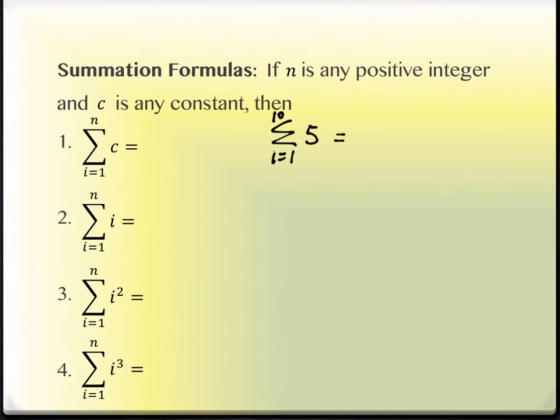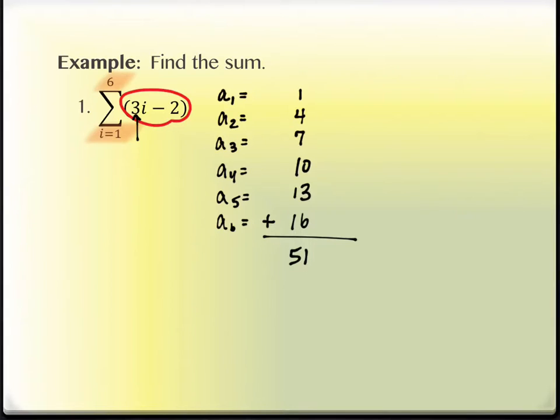How many 5s? 10 of them, because it tells you we're going to start at 1 and we're going to go to 10. There's going to be 5 plus all the way up, still 5, and that's going to happen 10 times. That's what happens when you have a constant. And actually, that's what's happening here at the end with your negative 2. There's a constant at the end of it that could be broken apart.